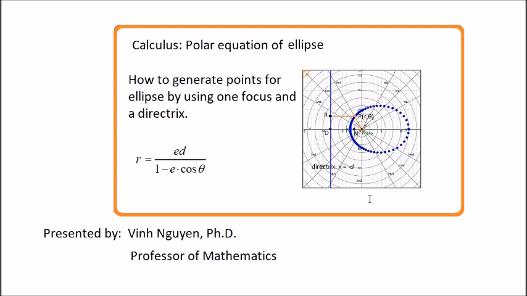In this video, instead of using two foci to generate the points for the ellipse, we will use one focus and a directrix. This is called the directrix, this is called the focus. And we will generate the points for this ellipse, and then we've also shown that the polar equation for this ellipse is r equal to ed, divided by 1 minus e cosine of theta.